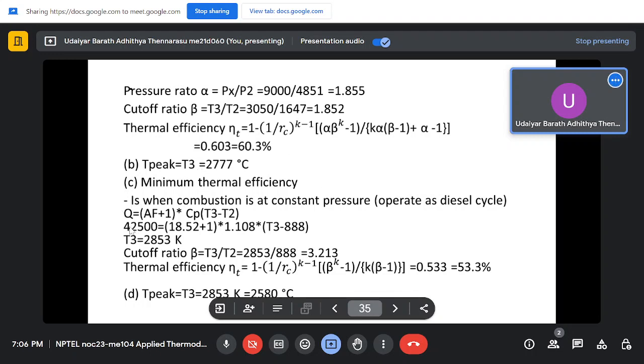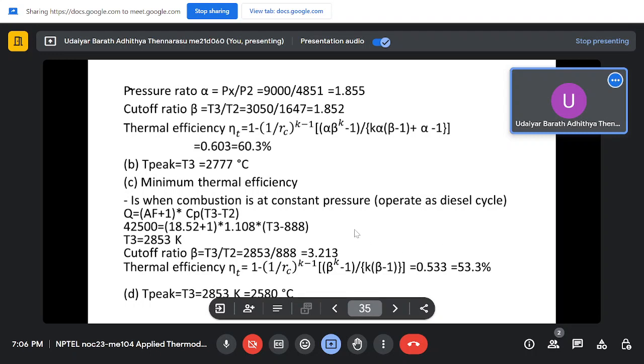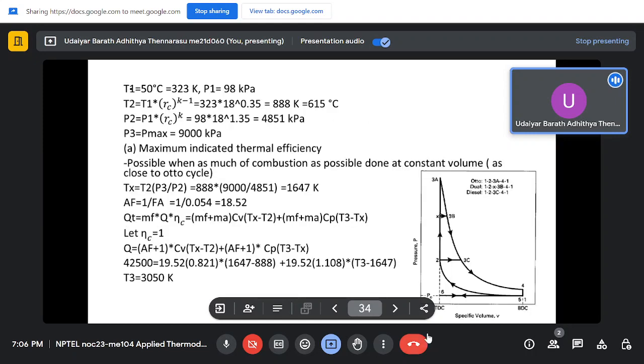We do the heat addition at constant pressure: air-fuel ratio plus 1 into Cp (T3 minus T2). We know the calorific value is 42500. We substitute the air-fuel ratio and the temperature at state 2, which we calculated previously. On substituting that, with the Cp value 1.108 for air, we get the state 3 temperature as 2853 Kelvin, and the cutoff ratio beta as T3 by T2, similar to what we calculated previously.